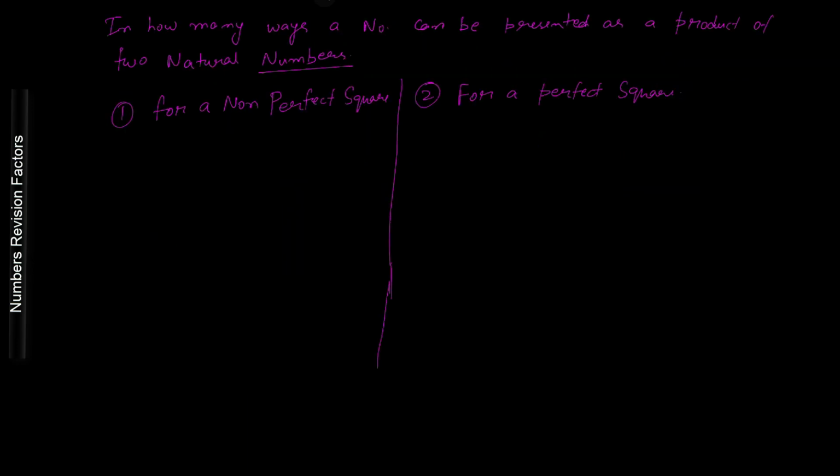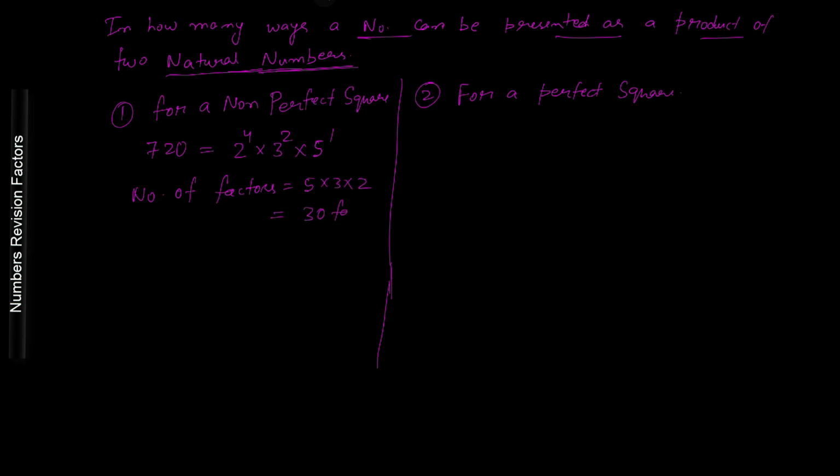Now the next type of situation is, in how many ways a number can be presented as a product of 2 natural numbers. Now there are 2 cases here. For a non-perfect square, so for example 720, it's a very simple situation. First find the number of factors. So 720 is 8 into 9 into 10 and that is 2 to the power 4, 3 square into 5 to the power 1. So first you find the number of factors. Number of factors is equal to 5 into 3 into 2, which is 30 factors, right?